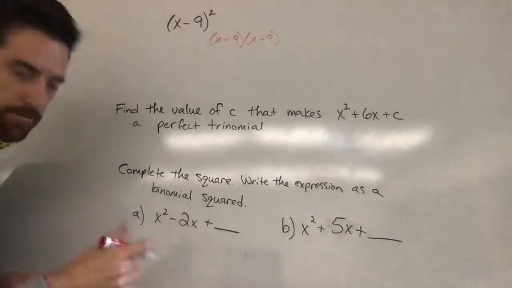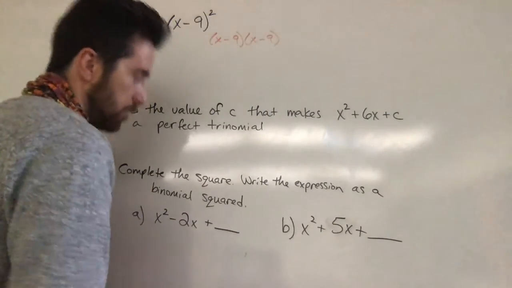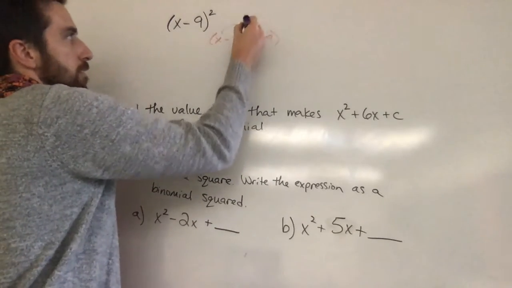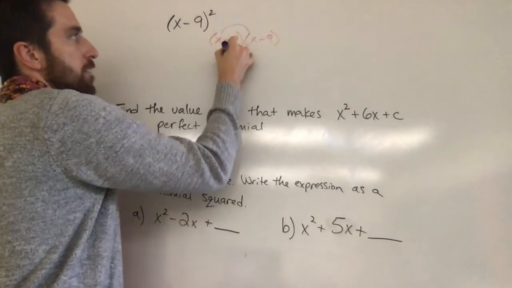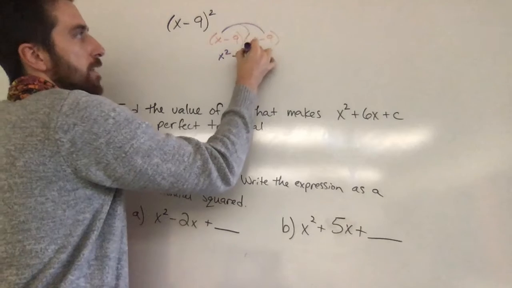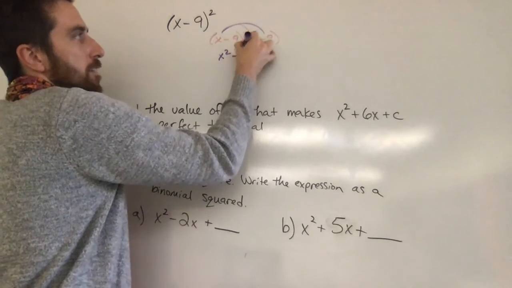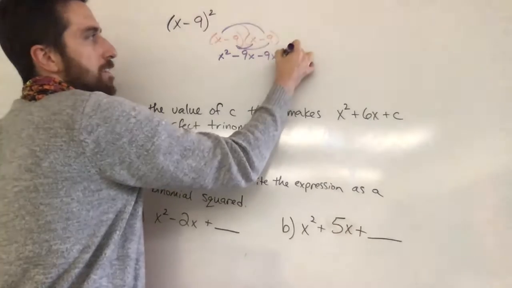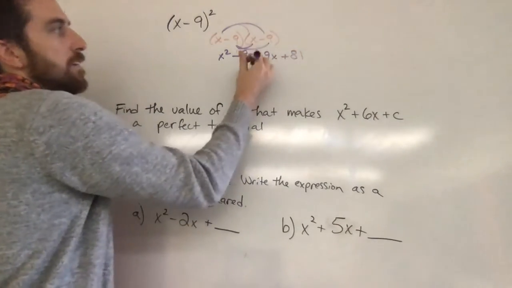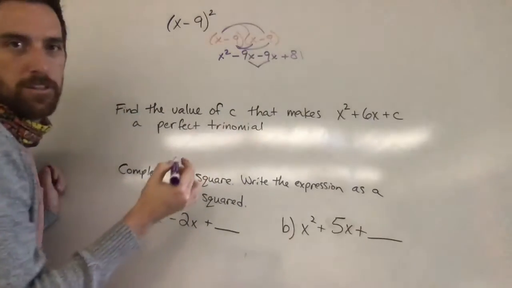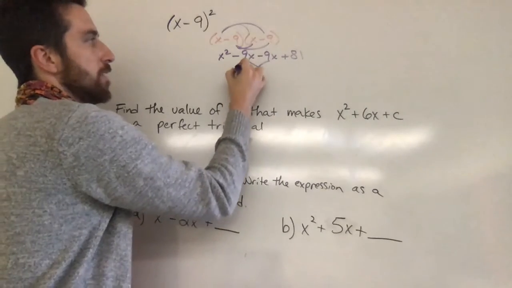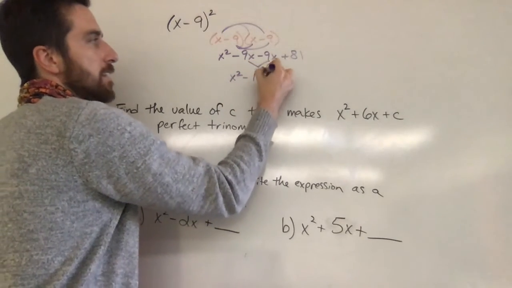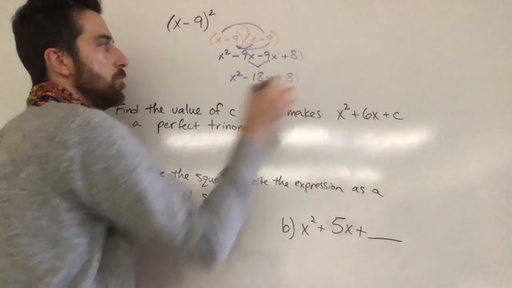and FOIL it out. So if you did the first terms, you'd have x times x is x squared. Outside you'd have negative 9x. Inside you'd have another negative 9x. And the last, negative 9 times negative 9, would be positive 81. So you simplify that. The middle ones you can combine, and it would be x squared minus 18x plus 81.